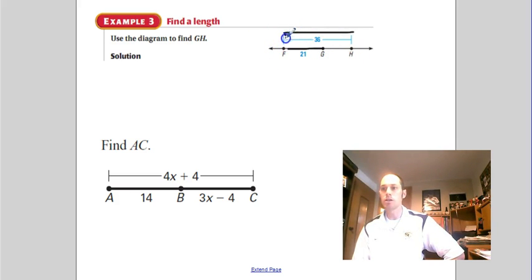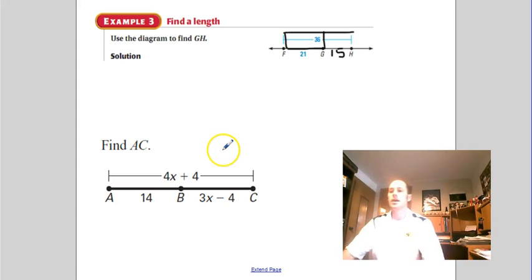So I see that I've already used up the length from F to G as 21. I know it's 36 the whole way, so that means it leaves 15 for GH, because 21 plus 15 equals 36. Okay, now our friend algebra returns.